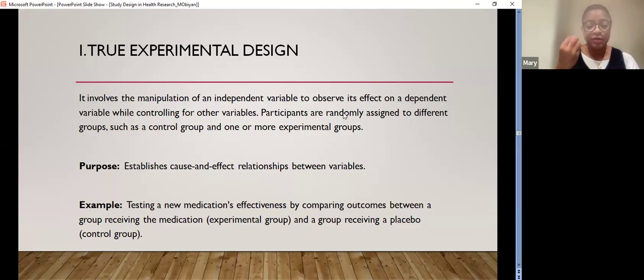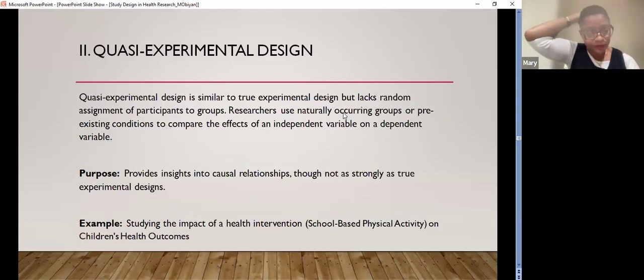So it is true experimental design. It is taken as a gold standard. It is the top rated, most rated type of research. Like we said, the example: testing a new medication's effectiveness by comparing outcomes between a group receiving the medication, that's the experimental group, and the group receiving the placebo, that's the control group. Next slide, please.